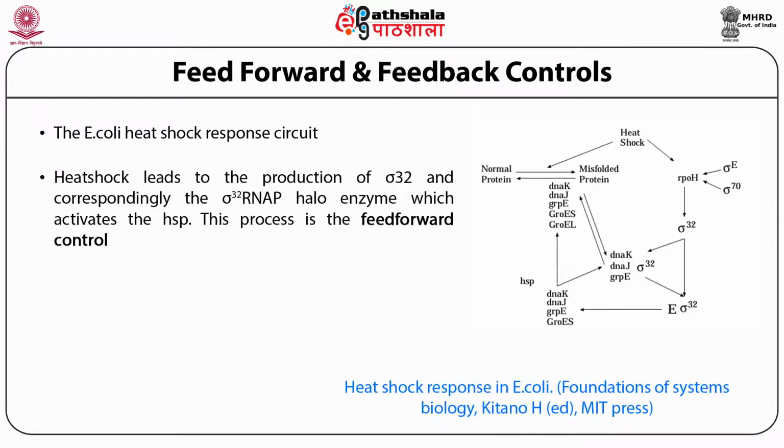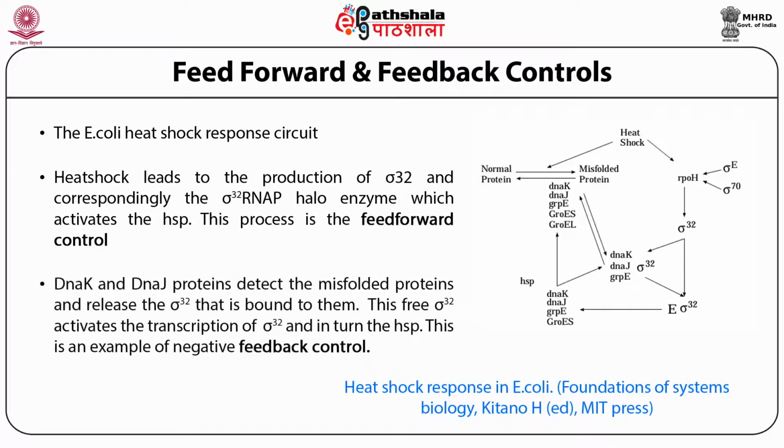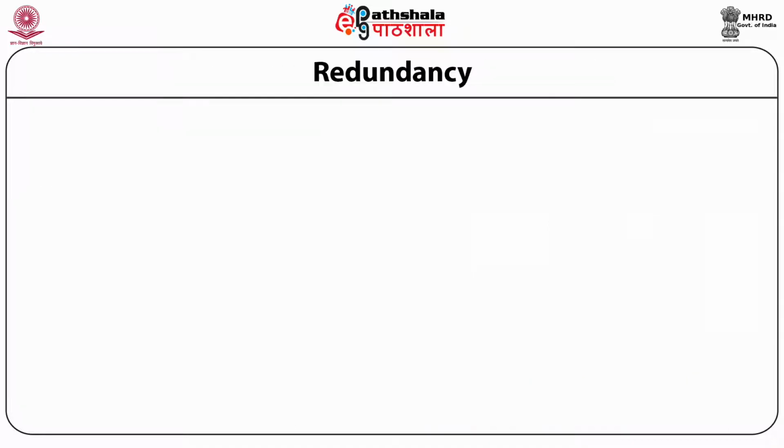Similarly, it also has DnaK and DnaJ proteins that detect the misfolded proteins and release the sigma 32 that is already bound to them. So this free sigma 32 activates the transcription of sigma 32 and in turn the heat shock proteins. This is a classic example of negative feedback control. So E. coli heat response has both feed forward control and feedback control.